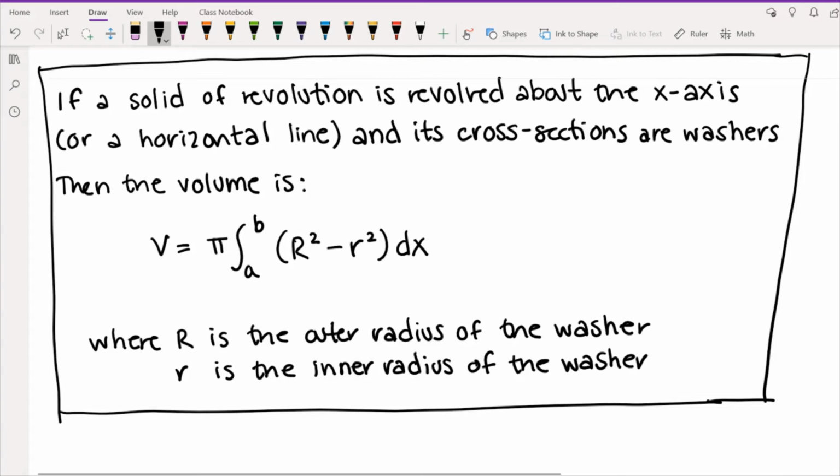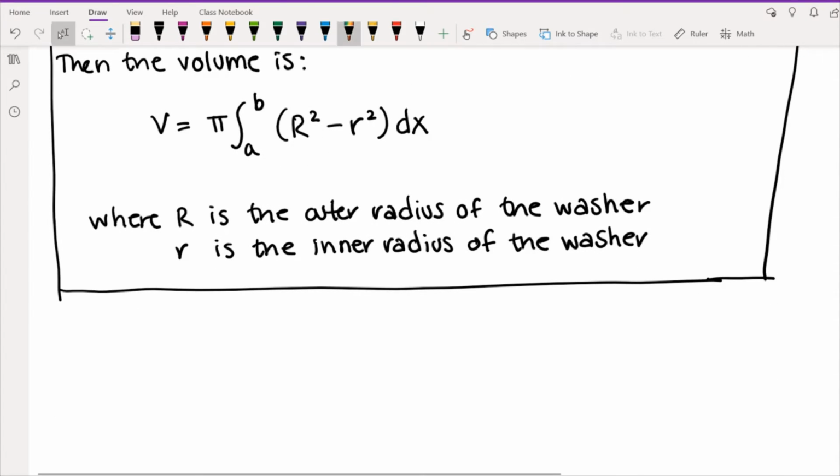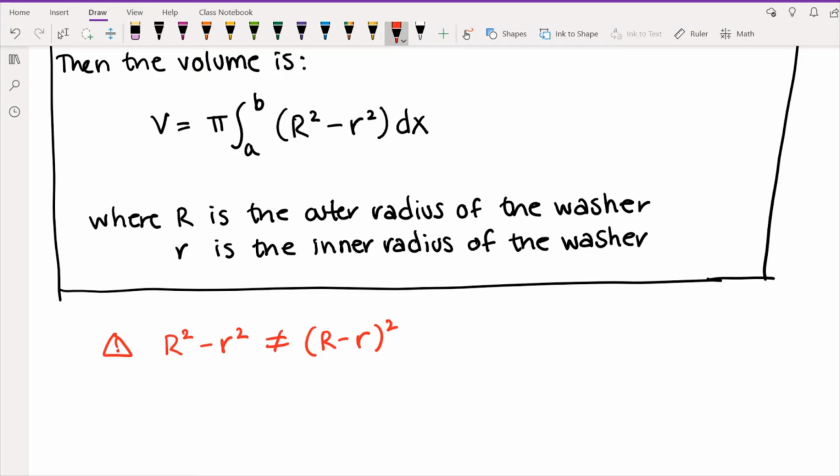One thing I just want to quickly mention that is kind of a common misconception is that you should be really sure that when you're doing these, notice that big R squared minus little r squared is not the same thing as big R minus little r, squared. So it would not be correct to be doing the integral from a to b of big R minus little r squared dx. That is not correct.